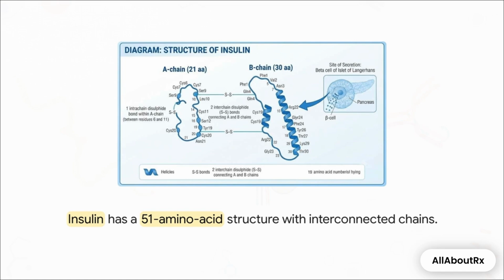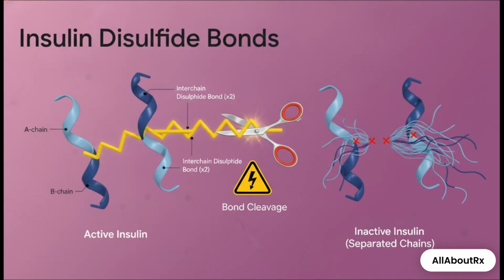Also, remember how I said glucagon didn't need metals? Well, insulin actually requires zinc for crystallization, which makes perfect sense when you realize that normal pancreatic tissue is naturally very rich in zinc. The crucial point here is how these chains actually stay together. The A and B chains are locked tightly in place by two interchain disulfide bonds. On top of that, the A chain has its own additional intrachain disulfide bond right between its 6th and 11th positions. This structural integrity is literally everything.